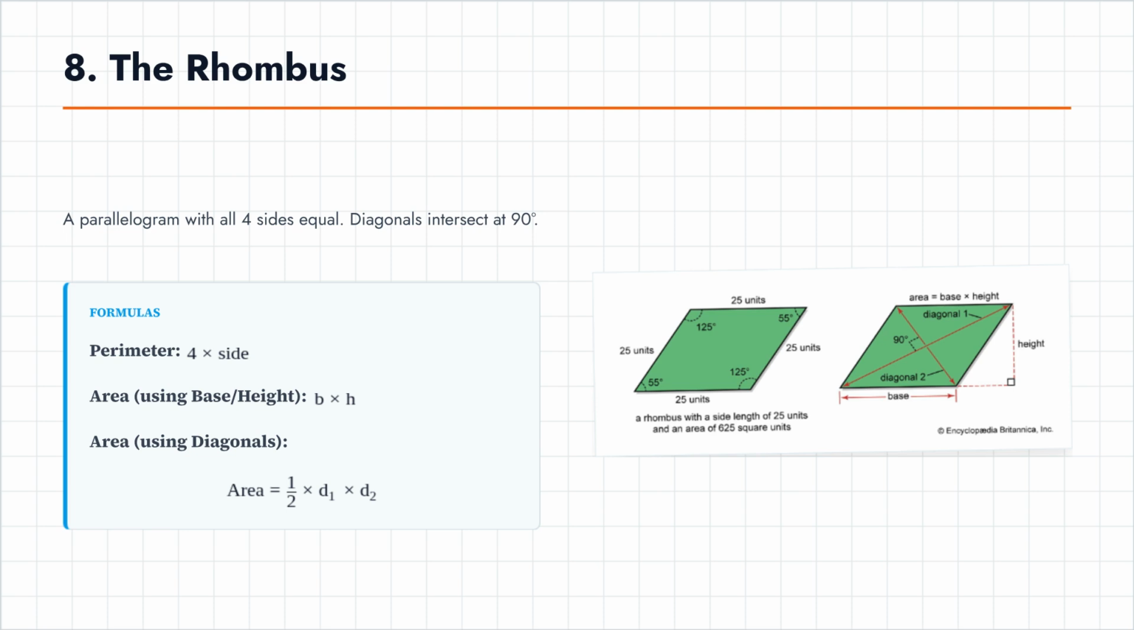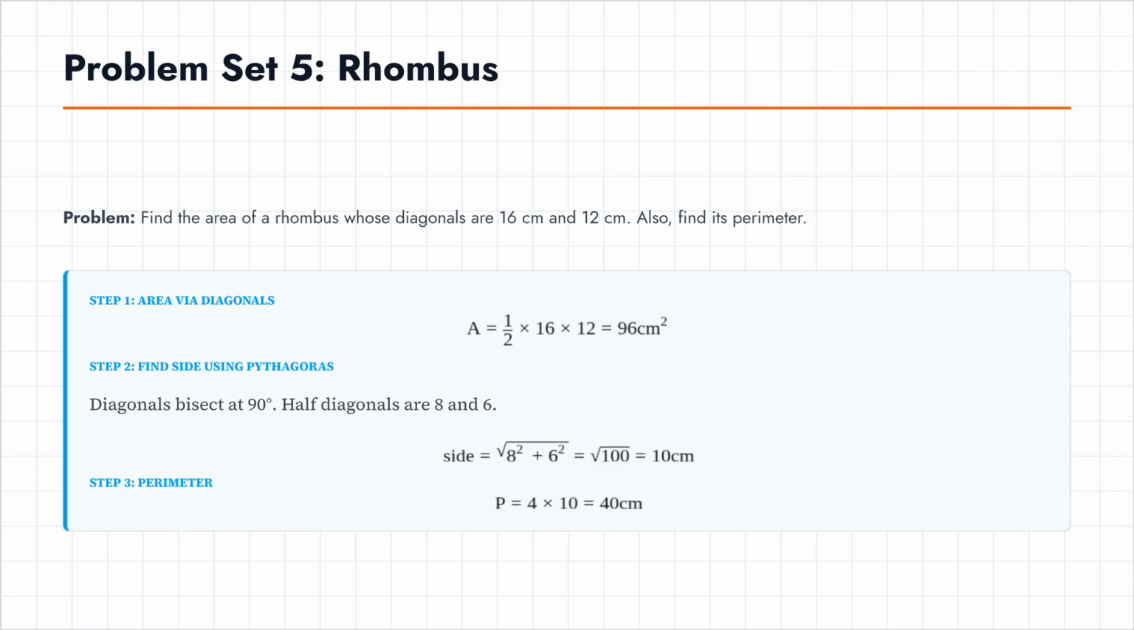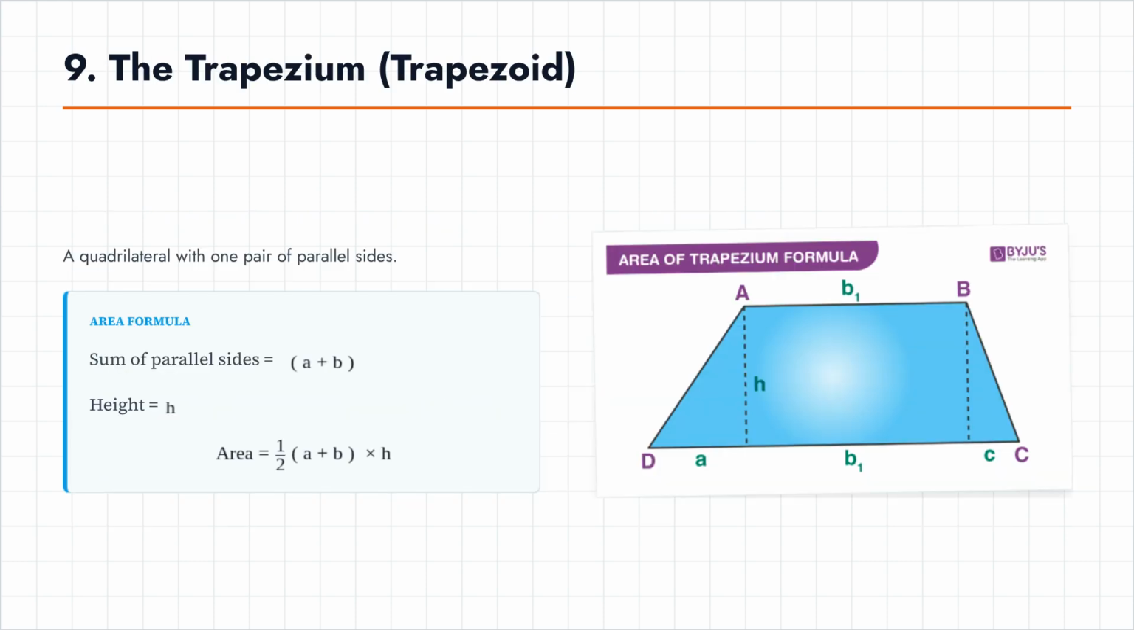You can calculate the area using base times height, or half the product of the diagonals. Problem set 5 uses diagonals of 16 and 12 centimeters for a rhombus. First, the area is calculated to be 96 square centimeters. Then, using the Pythagorean theorem on the bisected diagonals, we find the side length is 10 centimeters, making the perimeter 40 centimeters. A trapezium or trapezoid is a quadrilateral with 1 pair of parallel sides.